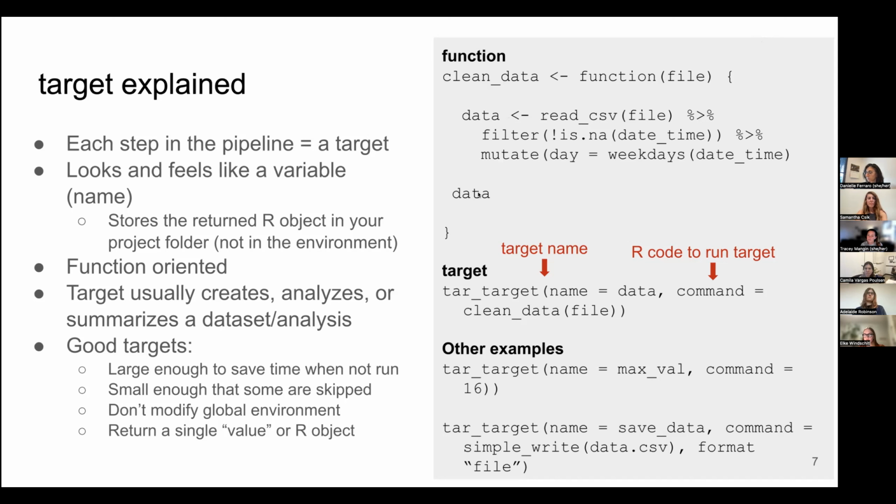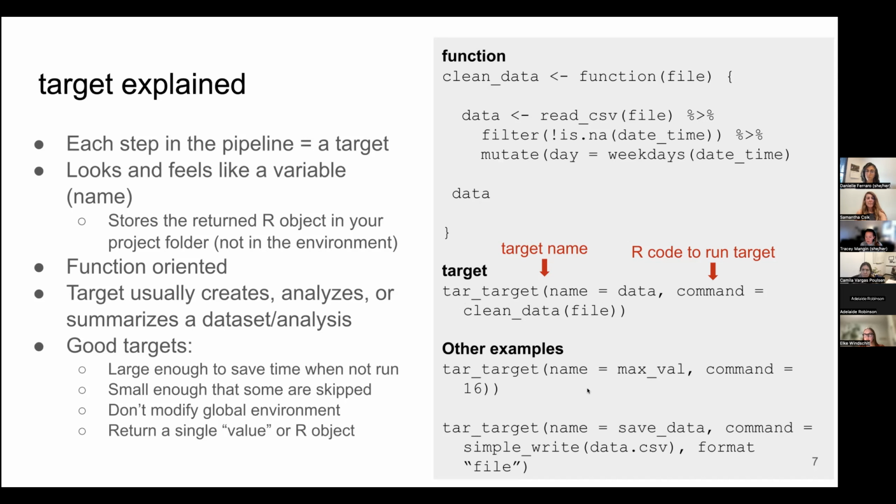I have sample code here on the right. You can see I have a pretty simple function, clean data, that takes in this file. It reads the file, filters out the NAs, creates a new column, and returns this data. Then if we want to create the target for it, we use this function called tar_target, which is in the package. So we have a name, which is the target name, here it's data, and then a command, which is the R code to run for the target. In this case, I'm running the function clean data on file.